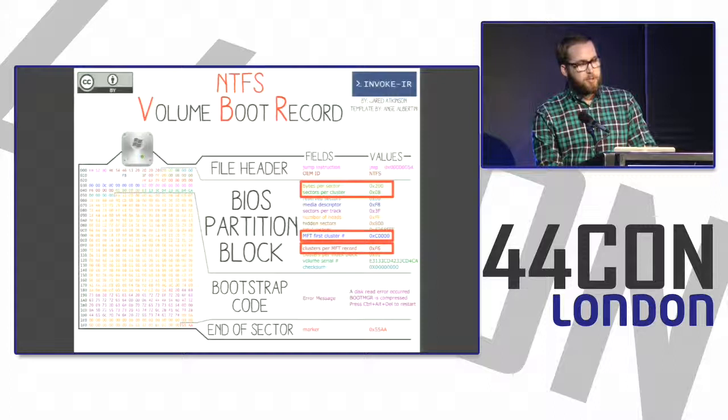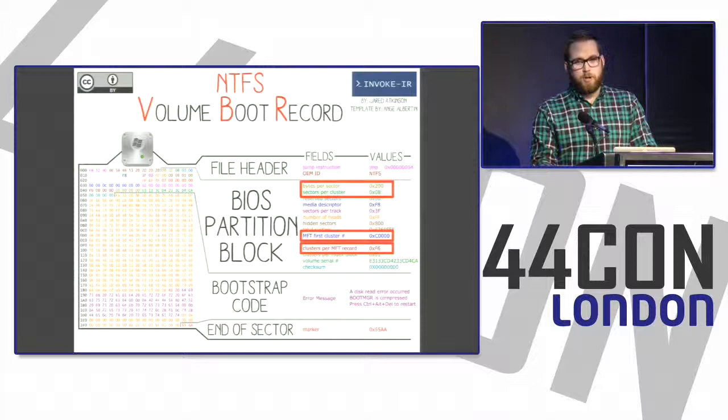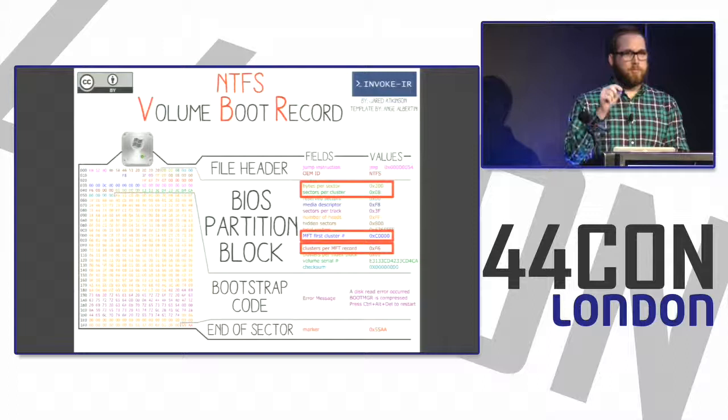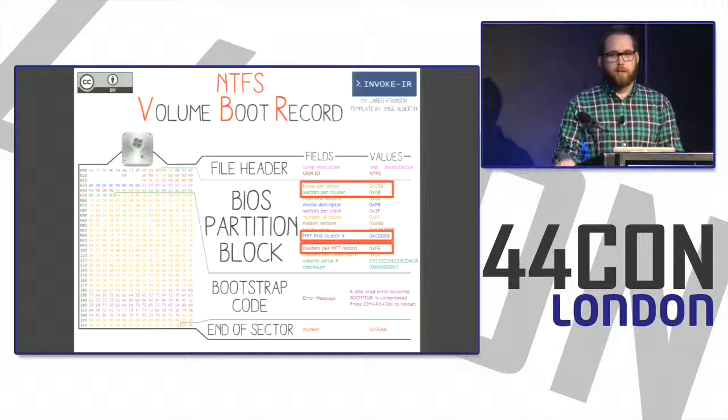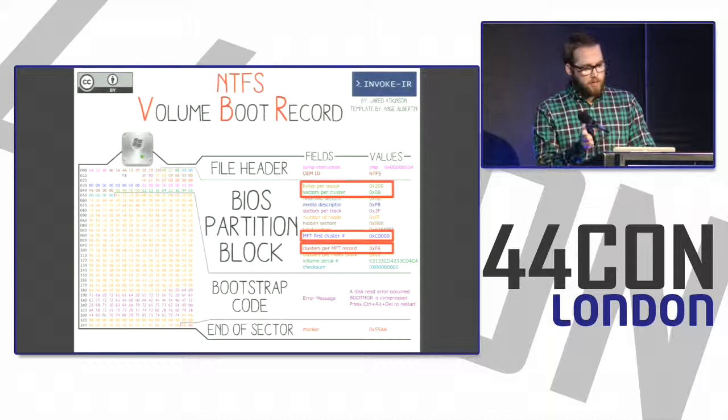It's kind of a weird artifact. F6 is actually representative of negative 10. The way that the clusters per MFT record byte works is that if it's a negative value, then it represents 2 to the power of the absolute value. So in this case, it would be 2 to the 10th, which is 1024. And so each MFT record is going to be 1024 bytes.